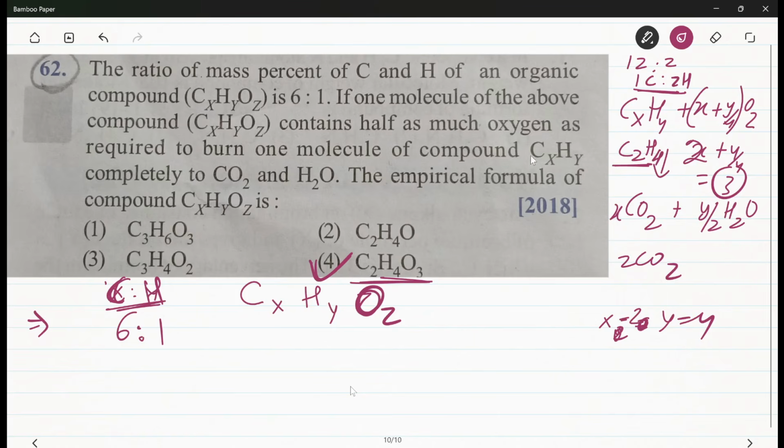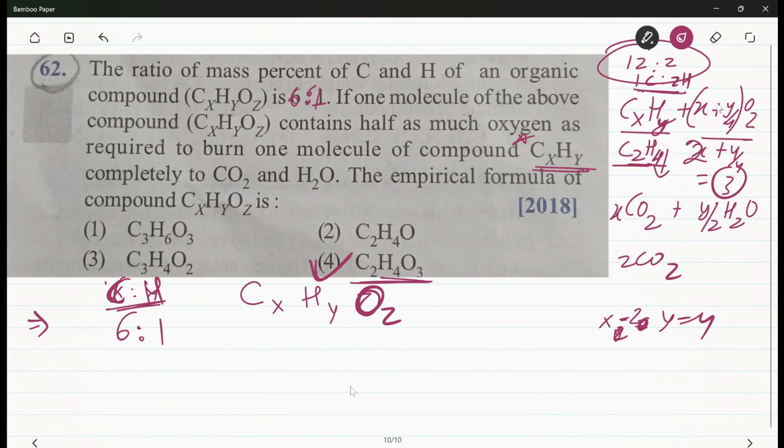So they have given a compound CxHy, a hydrocarbon. I know the general formula of a hydrocarbon, but here the mass ratio is given as 6 is to 1. 6 is to 1 can be written as 12 is to 2. 12 means 1 carbon, 2 hydrogen. But a hydrocarbon cannot be formed with 1 carbon, 2 hydrogen, right? So what is the minimum number of carbons I have to take? 1 carbon, 4 hydrogen, okay. But 1 carbon, 2 hydrogen, not okay, right? So minimum I have to take 2 carbon, 4 hydrogen.